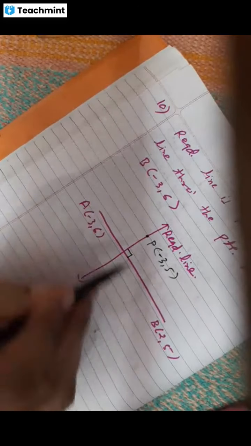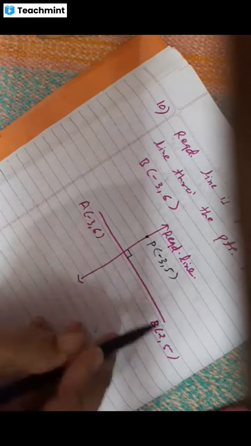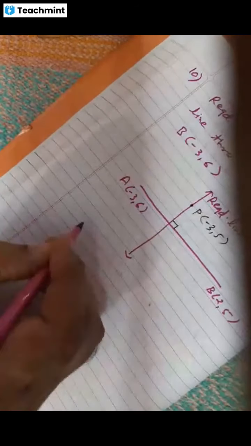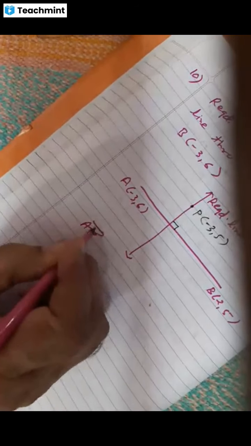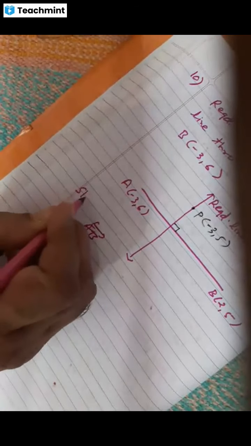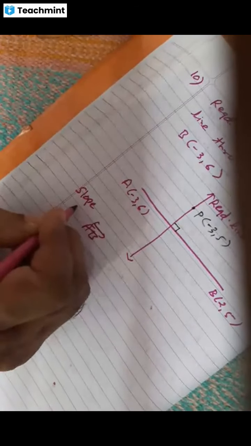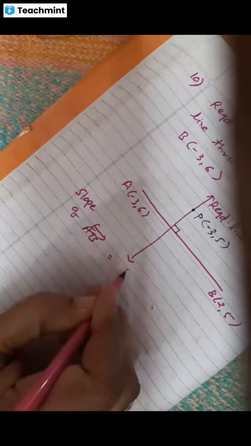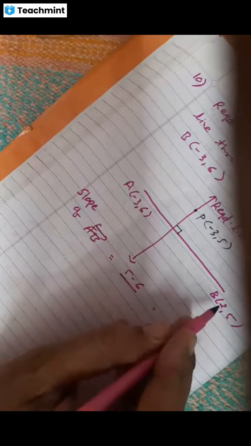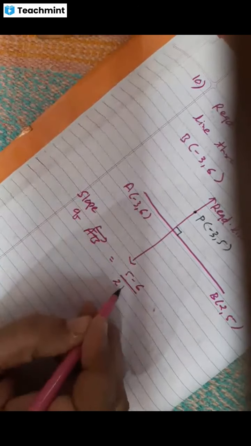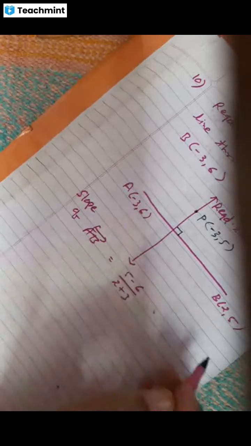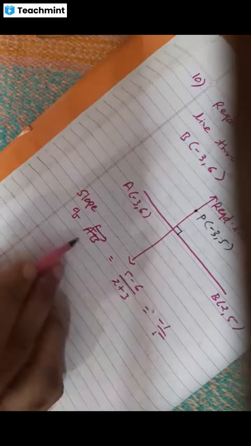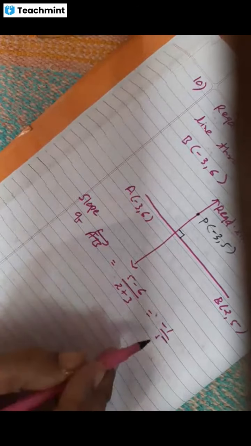So what is the AB slope? You can find out the AB slope. The formula is already there. The slope of line AB will be y2 minus y1, 5 minus 6, upon x2 minus x1, so 2 plus 3. And so it will be minus 1 upon 5. This is the slope of AB.